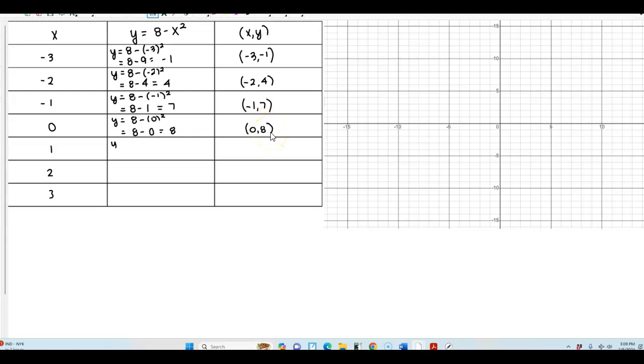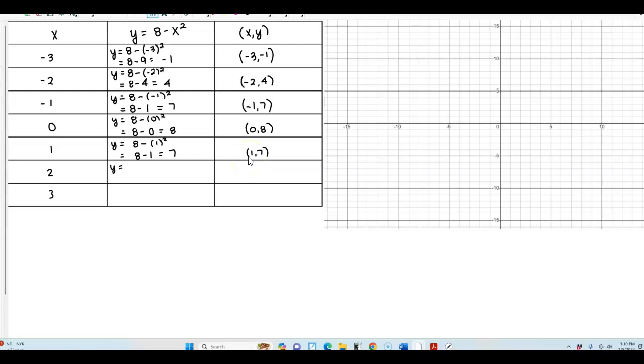Okay, next we're going to put in the value of 1. So 8 minus positive 1 squared. Well, 1 times 1 is 1, so this is going to be 8 minus 1, which is going to give us positive 7. So therefore we have 1 comma 7.